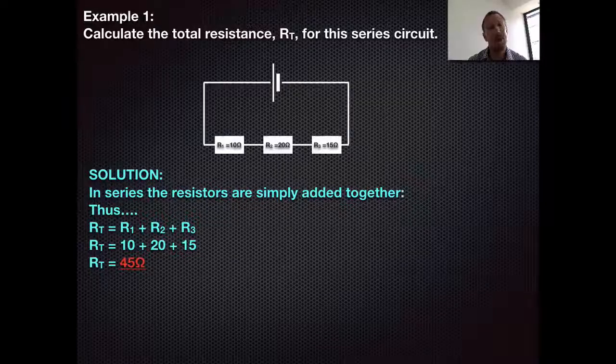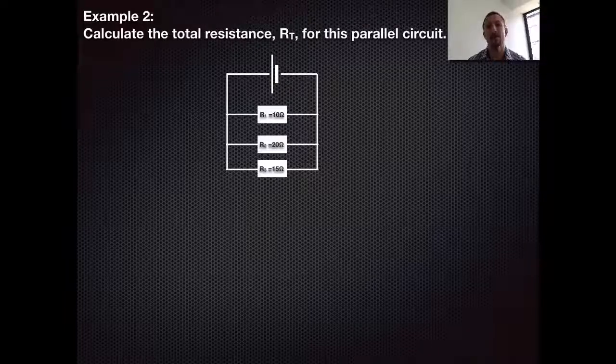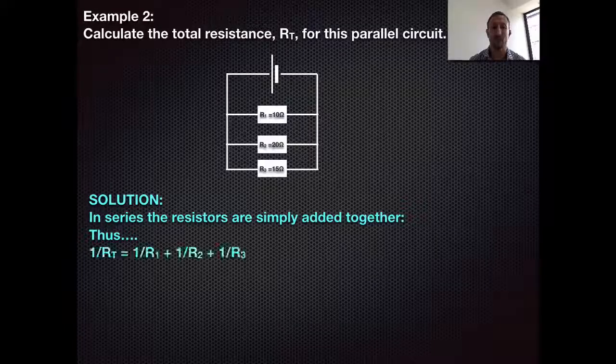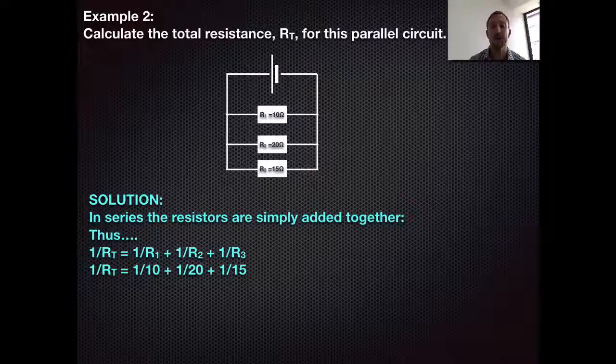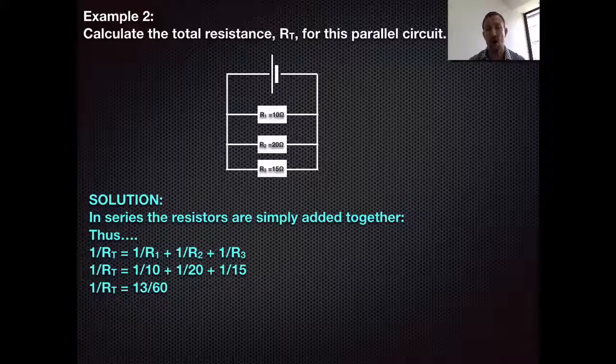So, how do we work on a parallel circuit? Well, let's look at this example. In this case, we want to work out the total resistance RT for a parallel circuit. I've got the same resistors, but now they are in parallel, so we have to use the reciprocal rule. The reciprocal rule states that 1 over RT equals 1 over R1 plus 1 over R2 plus 1 over R3. So 1 over RT equals 1 over 10 plus 1 over 20 plus 1 over 15. If I combine the right-hand side into one fraction, I get 1 over RT equals 13 over 60.